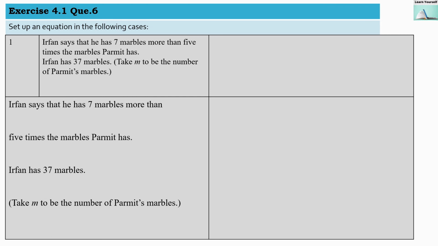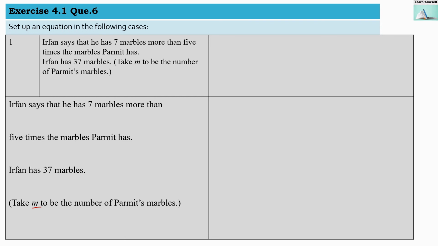Exercise 4.1, question number 6. Set up an equation in the following cases. So here they have given us some of the details. We have to interpret it and we have to write an equation for that. Let us understand this. Irfan says that he has 7 marbles more than 5 times the marbles Parmit has. Irfan has 37 marbles. Take m to be the number of Parmit's marbles.